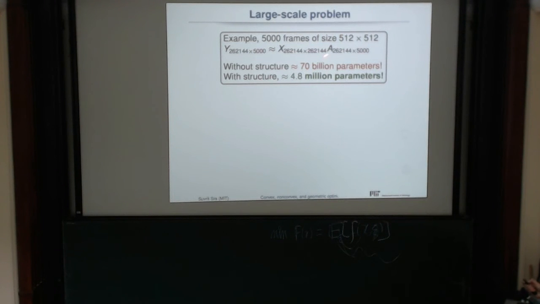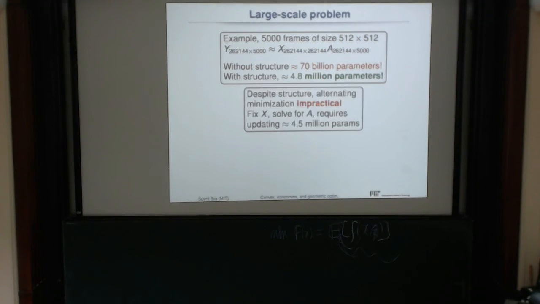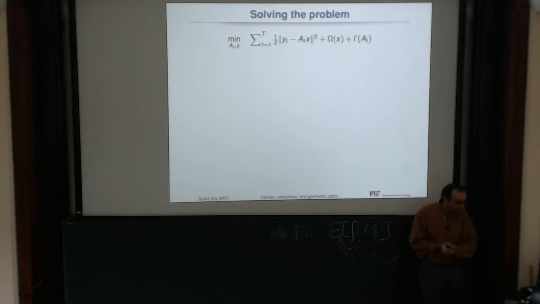Of course, if you don't exploit that A is a convolution, by brute force it's too many parameters. Even if you exploit that it's a convolution, it still is a large number of parameters. So alternating minimization was impractical for us. So of course, what remains to do is, when in doubt, do the simplest thing: rewrite this problem.